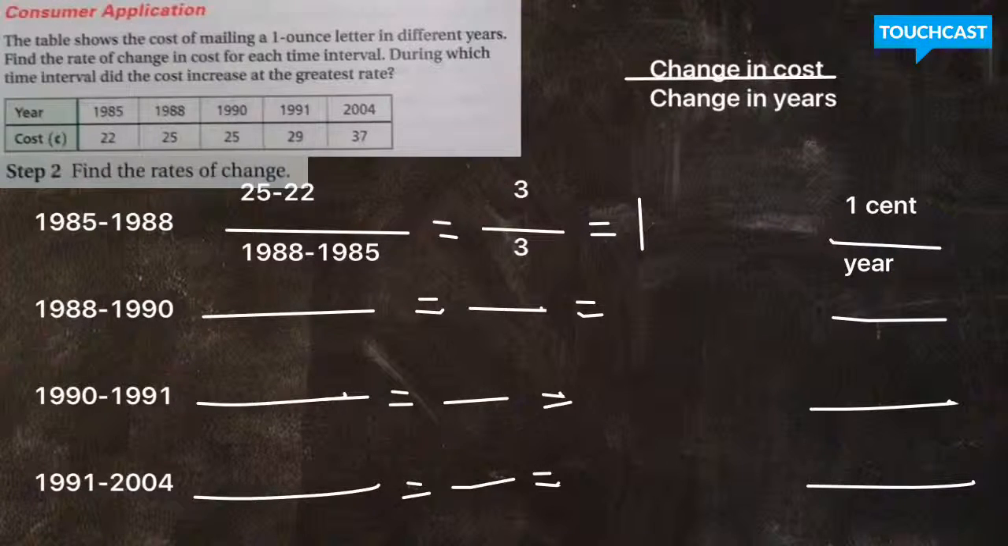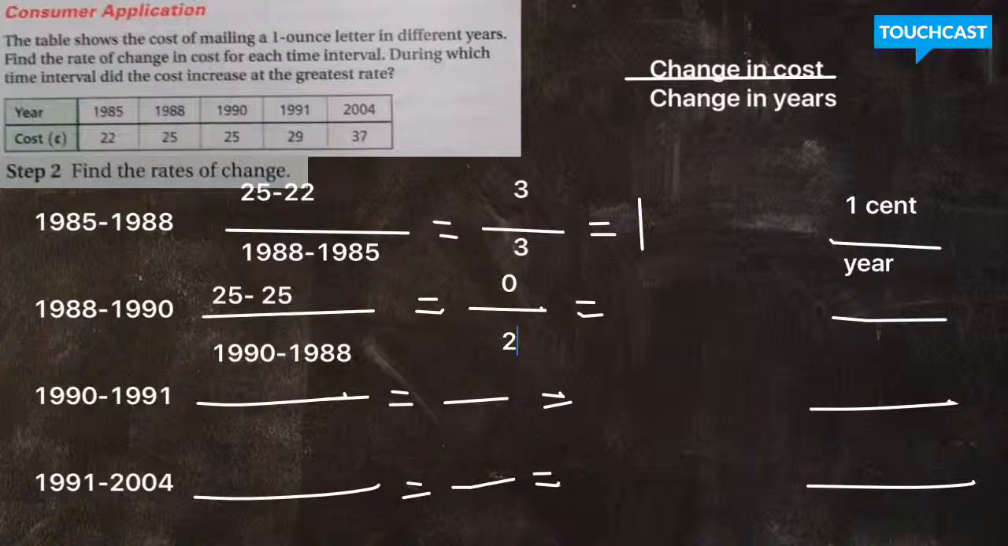All right, let's look between 1988 and 1990. So we're going to take the cost in 1990, which was 25, and take away the cost in 1988, which was also 25, and put that over 1990 take away 1988. Well, 25 take away 25, that is 0. 1990 take away 1988 is 2. So our rate of change is 0, or 0 cents change per year.